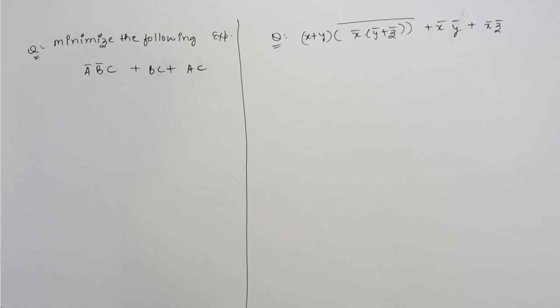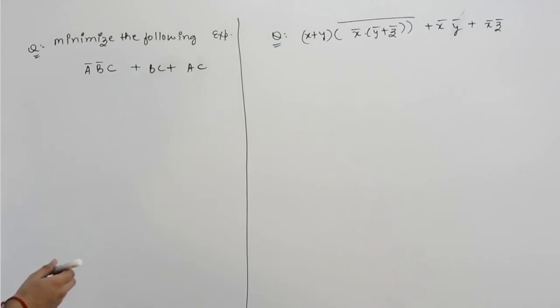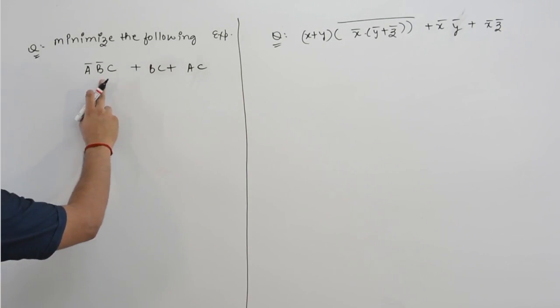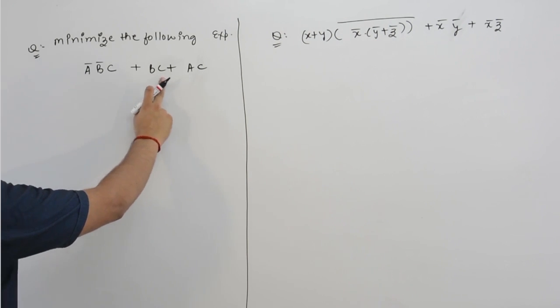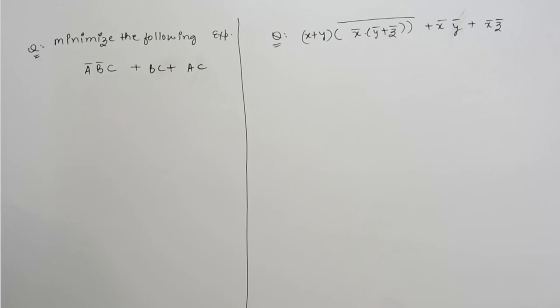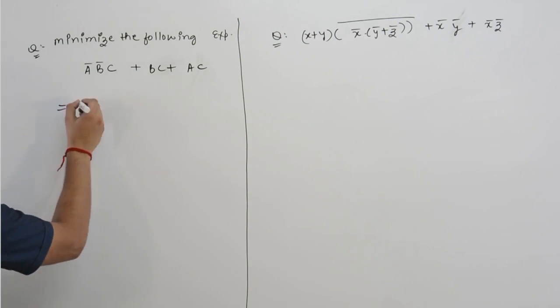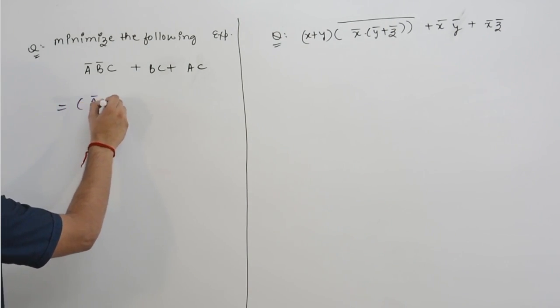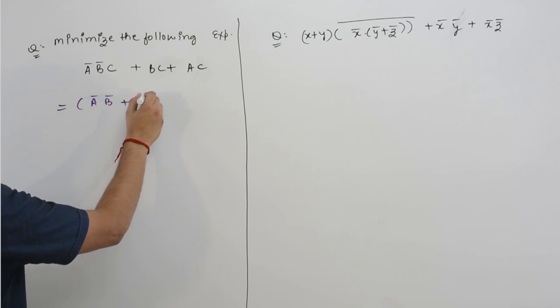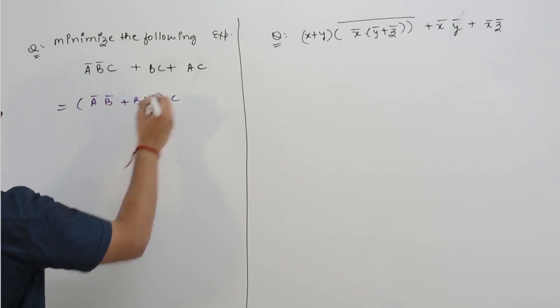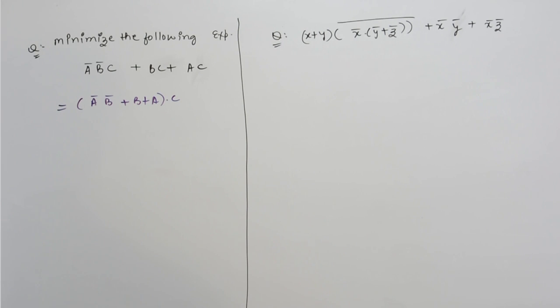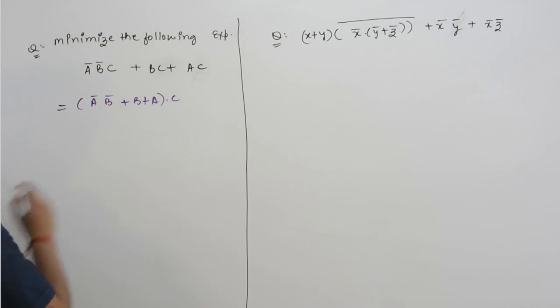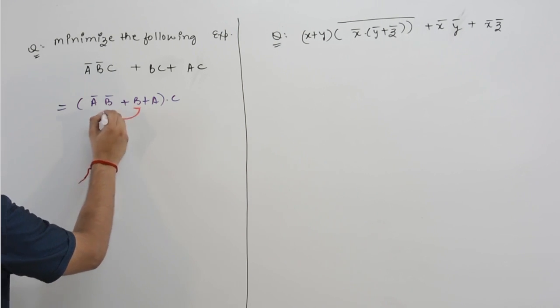Now let us try to minimize these Boolean expressions. So it is saying A complement B complement C plus BC plus AC. Let us see if we can take something as common between them. Take C as common, then it will become A complement B complement plus B plus A dot C. We have taken C as common. Now you can distribute B over this.